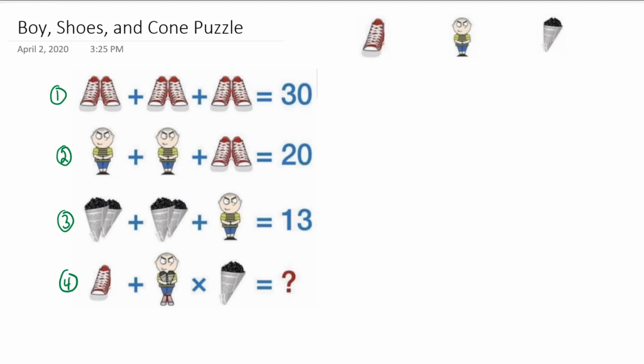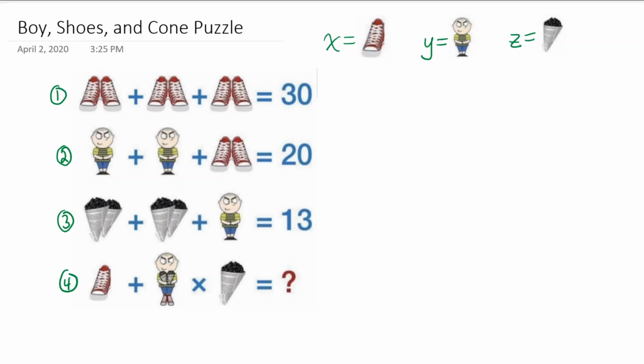And then I want to define some variables. Looking at these images, I see two shoes, but there's also an image of a single shoe. So I'm going to make my first variable a single shoe, x, because I could express this two shoe image as 2x, two of the shoes. Then I have another variable for the boy and another variable for the cone. Here we have two cones, but only one cone here. So I'm going to set my variable z to be one cone, because I can express this two cone image as 2z, two cones.